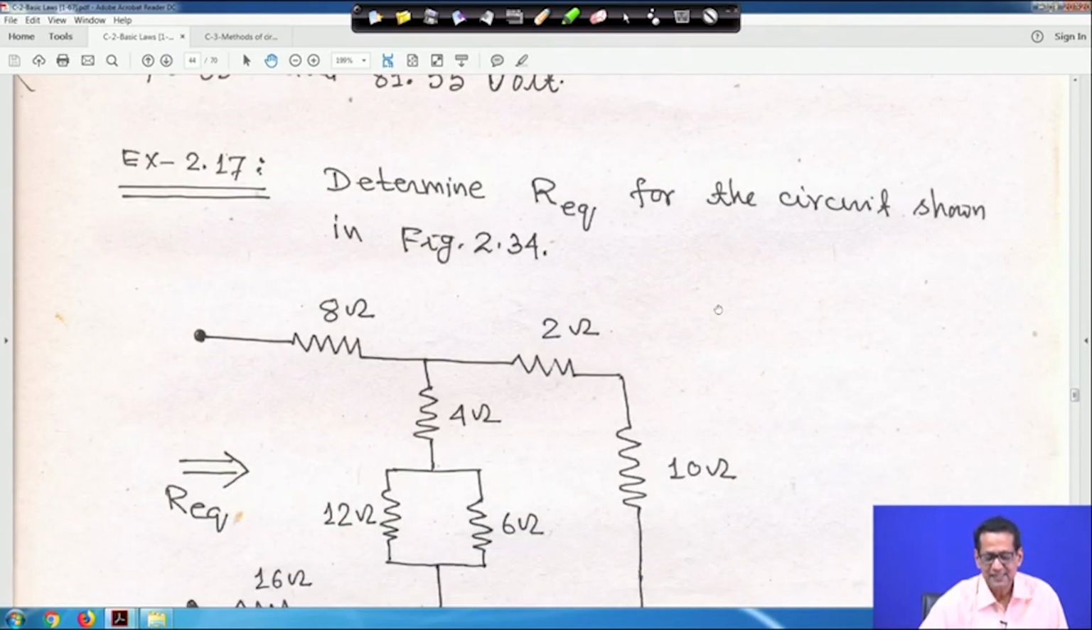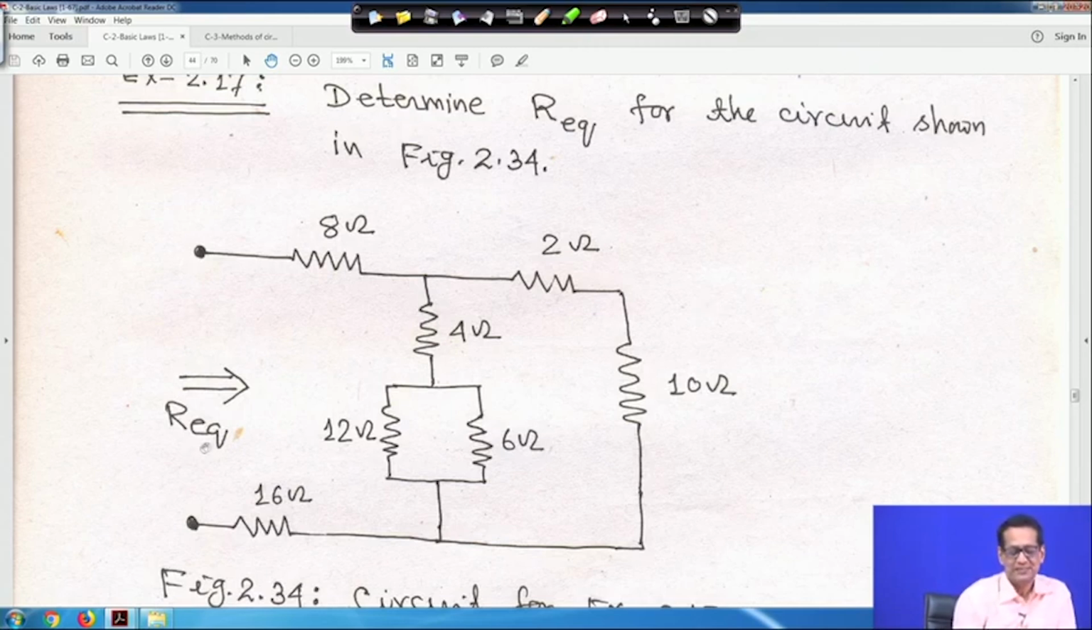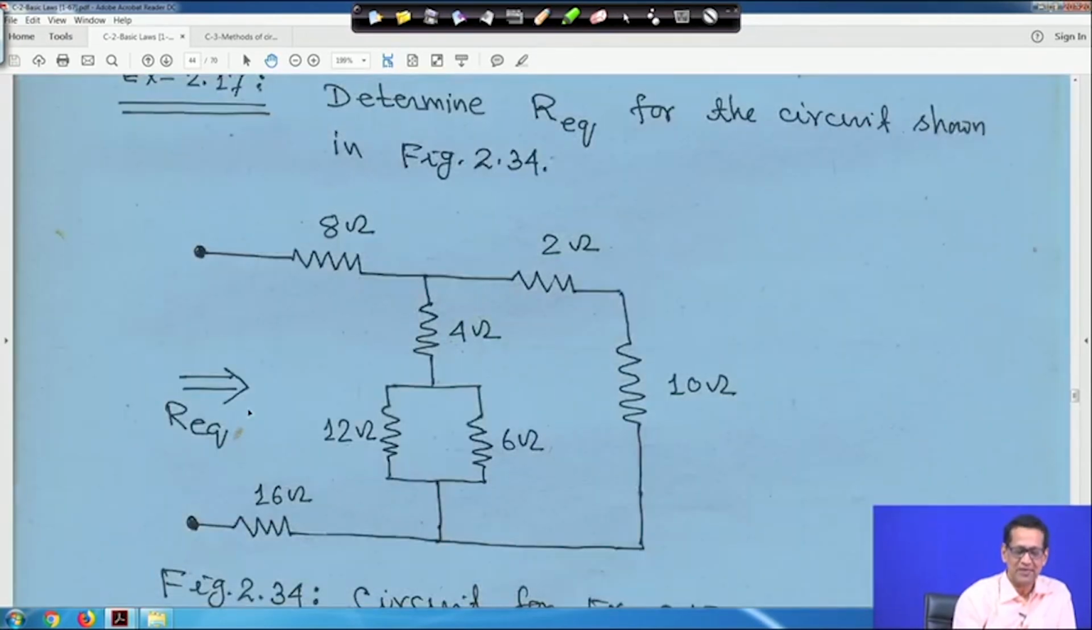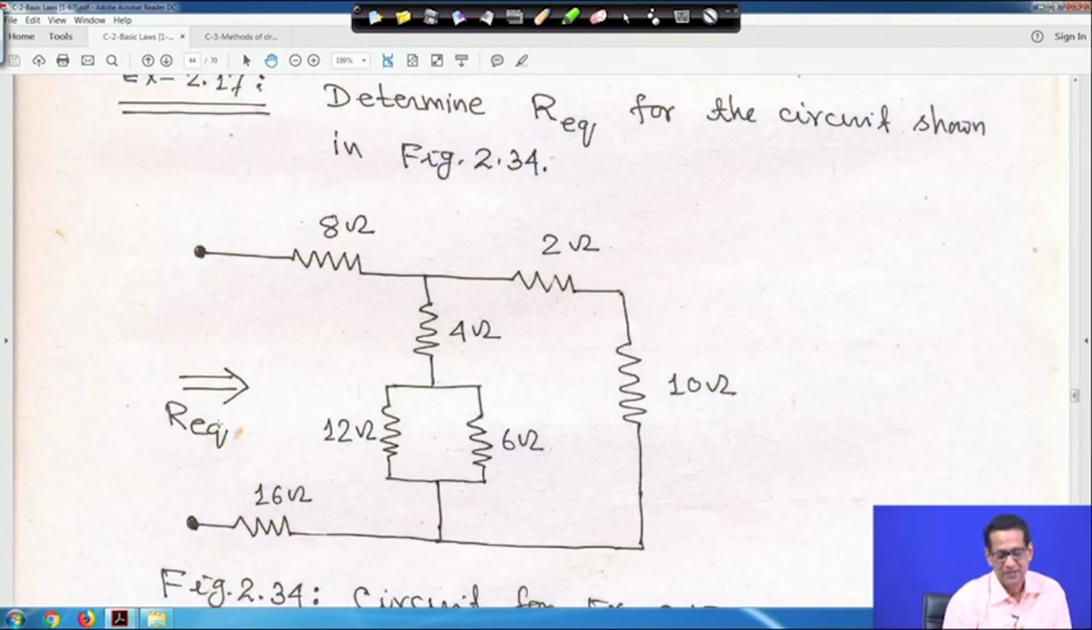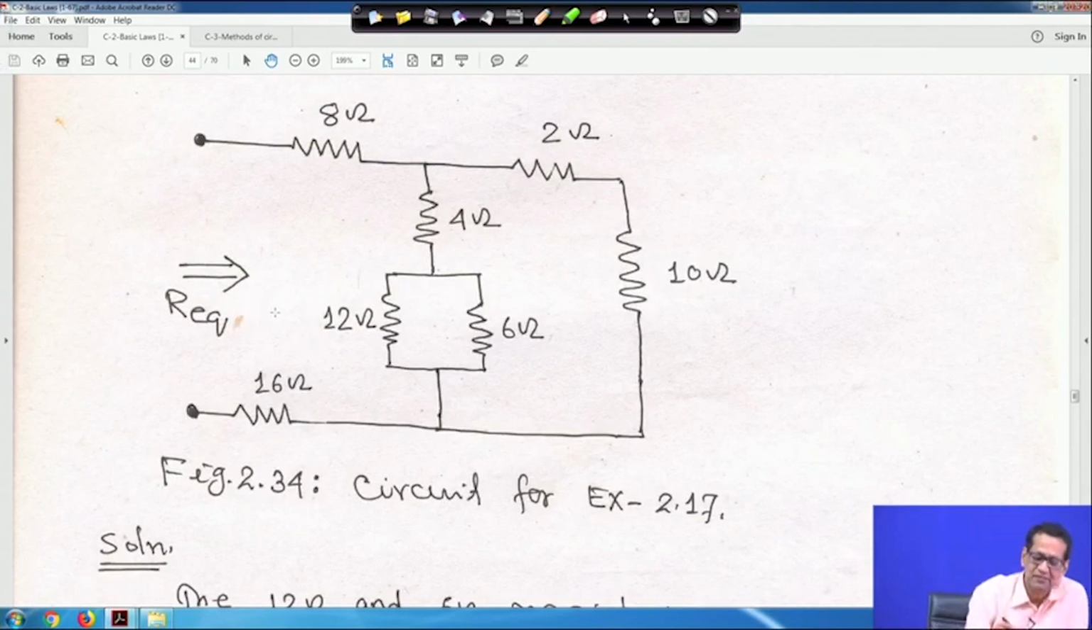Now next is another problem: determine Req for the circuit shown in figure 34. So you have to find the equivalent resistance of this series-parallel circuit. You are looking from left to right; this is your Req. Not marking it by colour ink, but this is your equivalent. A simple circuit is given, and you have to find the equivalent Req of the circuit across these two terminals, this is one and this is another one, across these two terminals you have to find out.